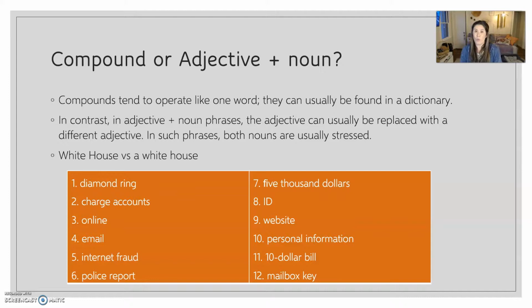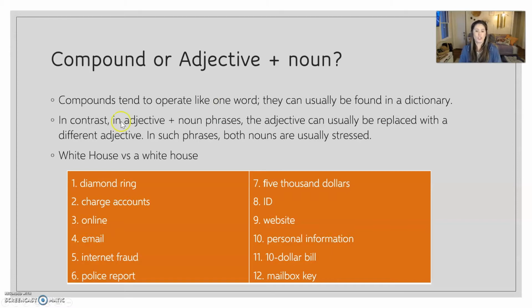The White House is where the President of the United States lives, right? Whereas if you have one of these adjective noun combinations, a white house, as we said, the adjective can usually be replaced with a different adjective. So we could say a blue house, we could say a red house, right? So a white house is going to be a house that is painted white.